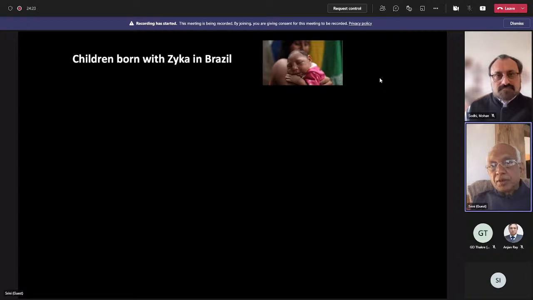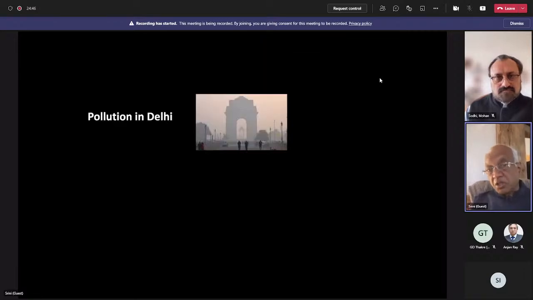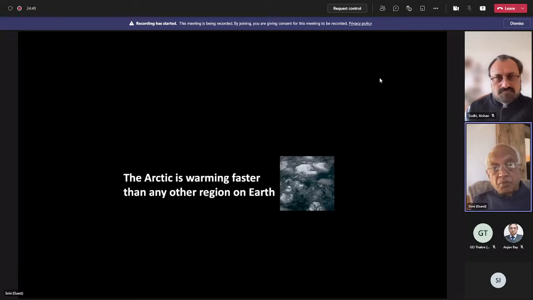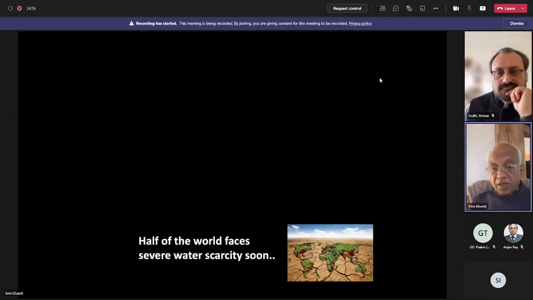So to start off, I'm told that there are children that are born with a viral infection called Zika in Brazil, where, as you can see here, that little child's head size is absolutely regressed. And it seems the kids are born with an absolutely malformed or ill-formed brain. That happens in Brazil. And it seems there is a lot of pollution in Delhi. And people say that the Arctic is warming faster than any other region on Earth, or in fact, half of the world will face severe water scarcity soon.